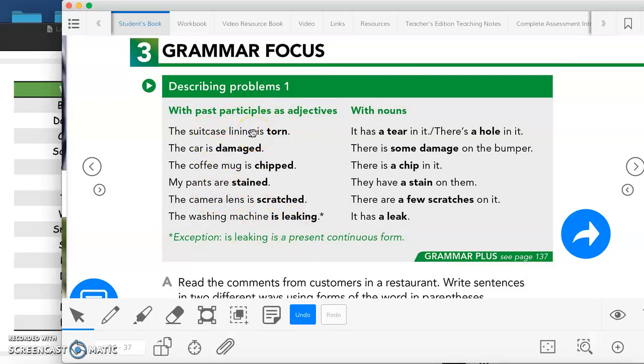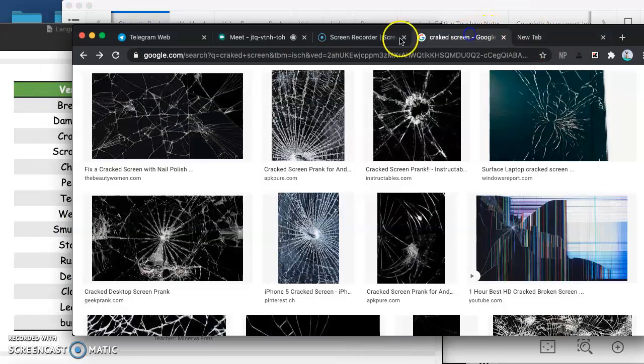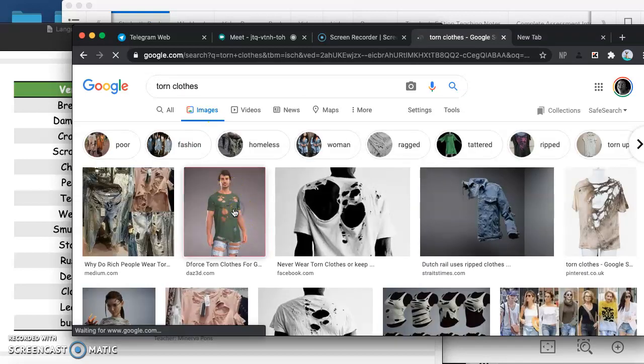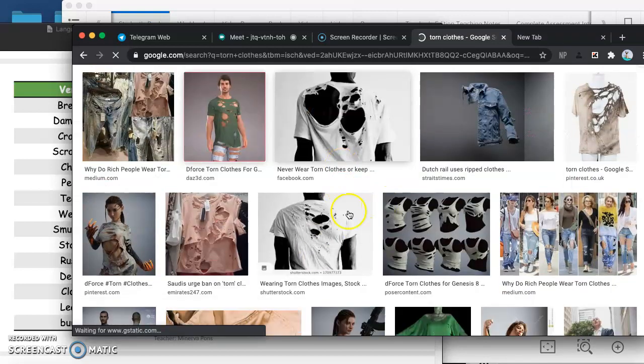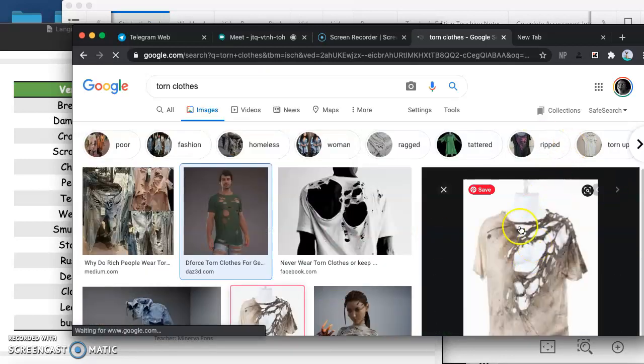In here we have some examples. The suitcase lining is torn. This is past participle, so I use the verb to be. Or I can say it has a tear in it, or there is a hole in it. When you say that something is torn, it's because it has holes like this. This is a shirt that is torn.